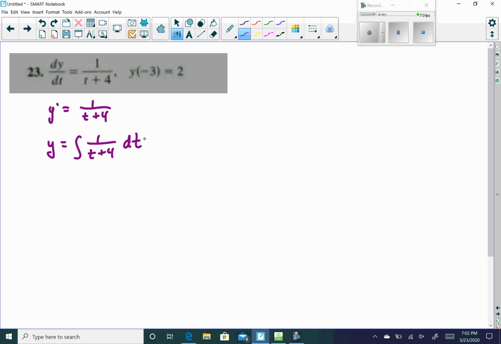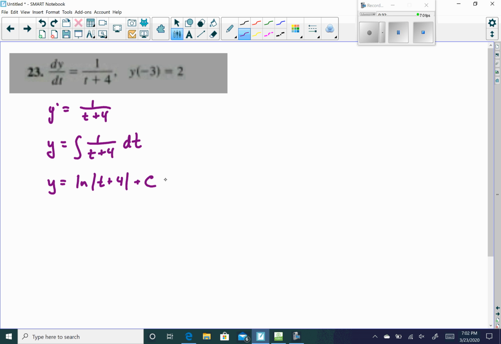So right now we could just say that y is going to equal, this is simple enough, you could still use substitution, but it's going to be the natural log of the absolute value of t plus 4. Because if we were to take the derivative of the inside stuff, we would just get a 1. There's no need to write anything else on the outside. And then we could say just plus c.